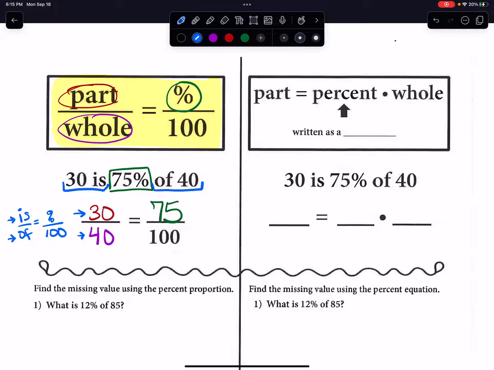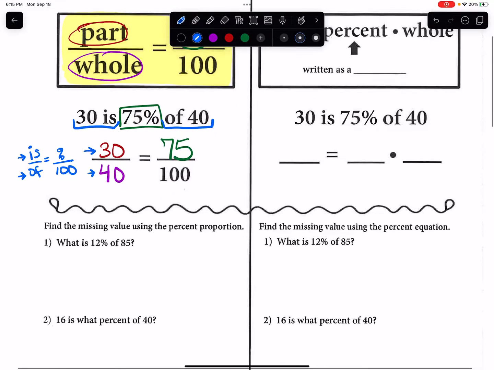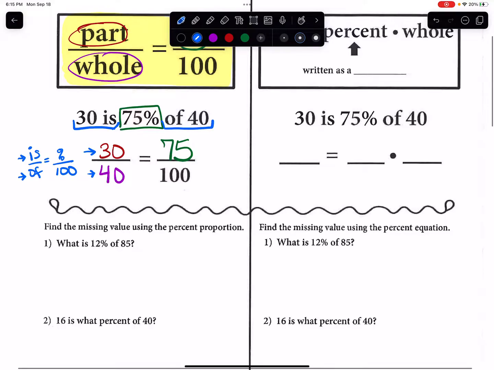All right, so how do we solve percent proportions? Well, just like the way we solved regular proportions, they're going to give us all the numbers we need except for one, and the one they don't give us is the one we're looking for or solving for. So let's set up a percent proportion from problem number 1.